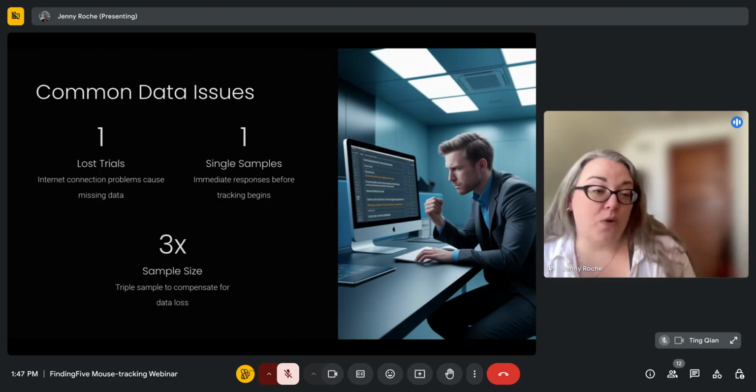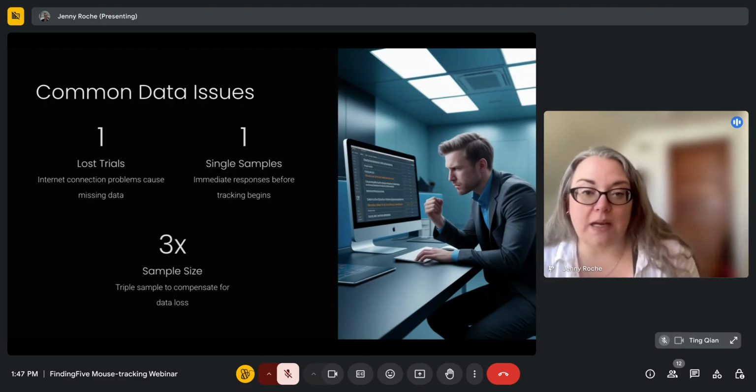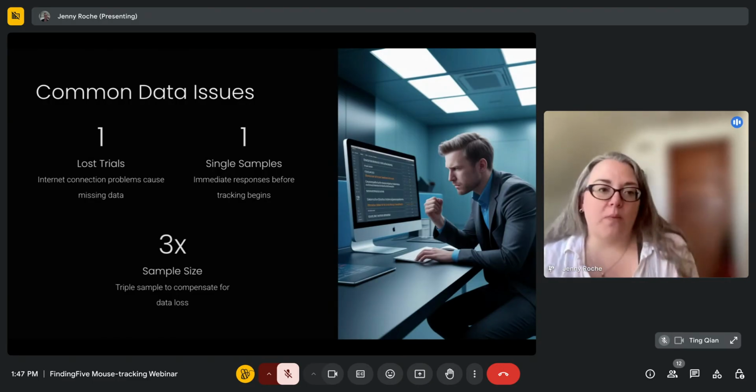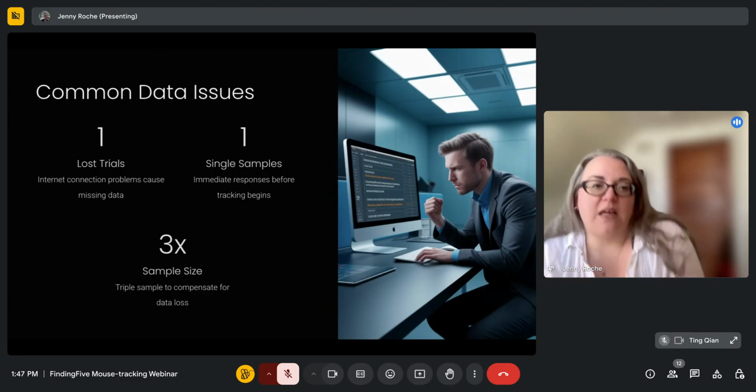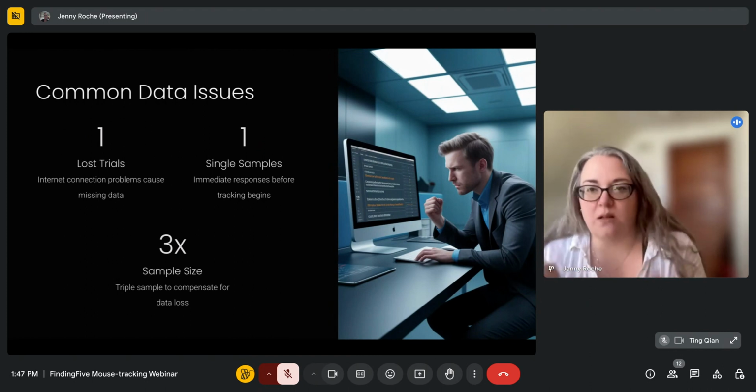But we try to get upwards of 100 participants in online data, which is so much easier now because we don't have to get 100 people to come sit in the lab to do this. And so you just balance it. Either you spend the time getting people to come into the lab or you spend the time just collecting more data.